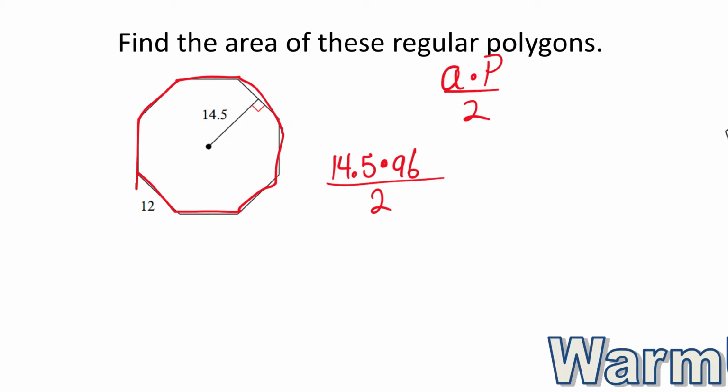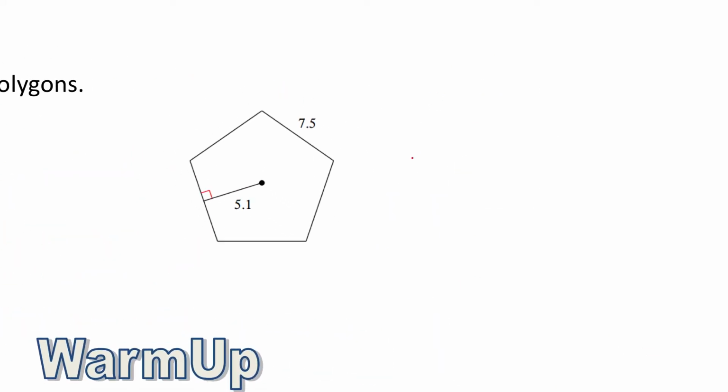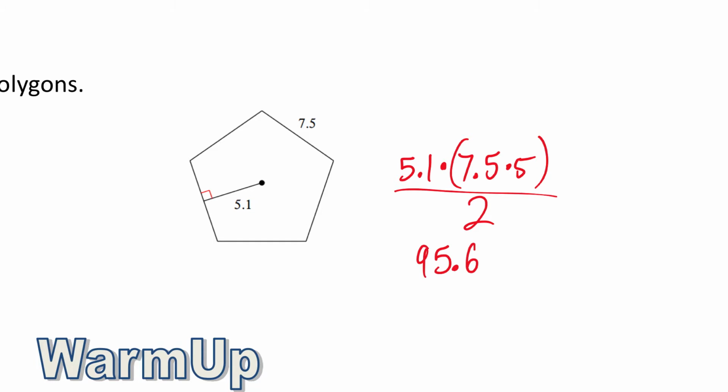696 square units. Okay, say it one more time. 696 squared. Oh, it's just straight up 696? Yeah. Okay. Yep. Very good. And then on this one, the apothem is 5.1 times the perimeter, 7.5 times 5, divided by 2. What does that give you? 56.3. Okay.